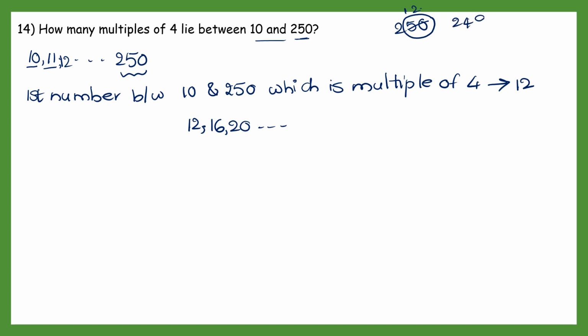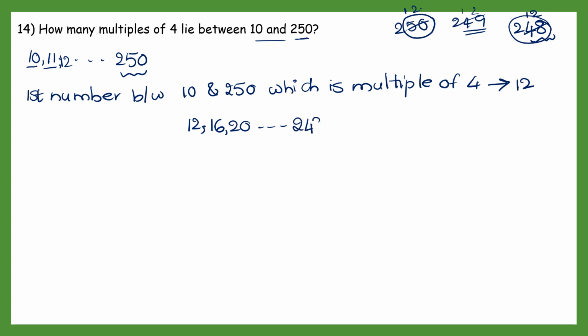249. Let's just check the last two digits. 4 ones are 4, 4 twos are 8, 1 is the remainder. So 249 is also not divisible. 248 is the number before. 48, just check the last two digits. 4 ones are 4, 4 twos are 8. The remainder is 0. That means this number 248 is divisible by 4.